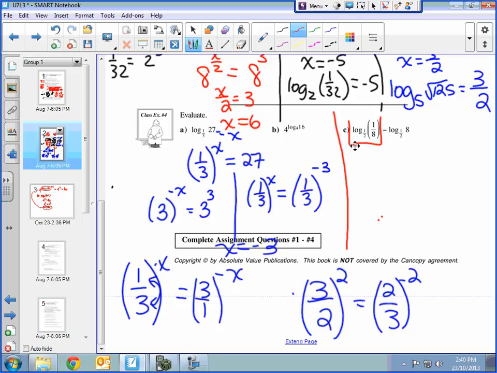So log of 1/8 base 1/2. Let's set it equal to x. Okay, so we can solve this. So change this to an exponential equation. What would I get?